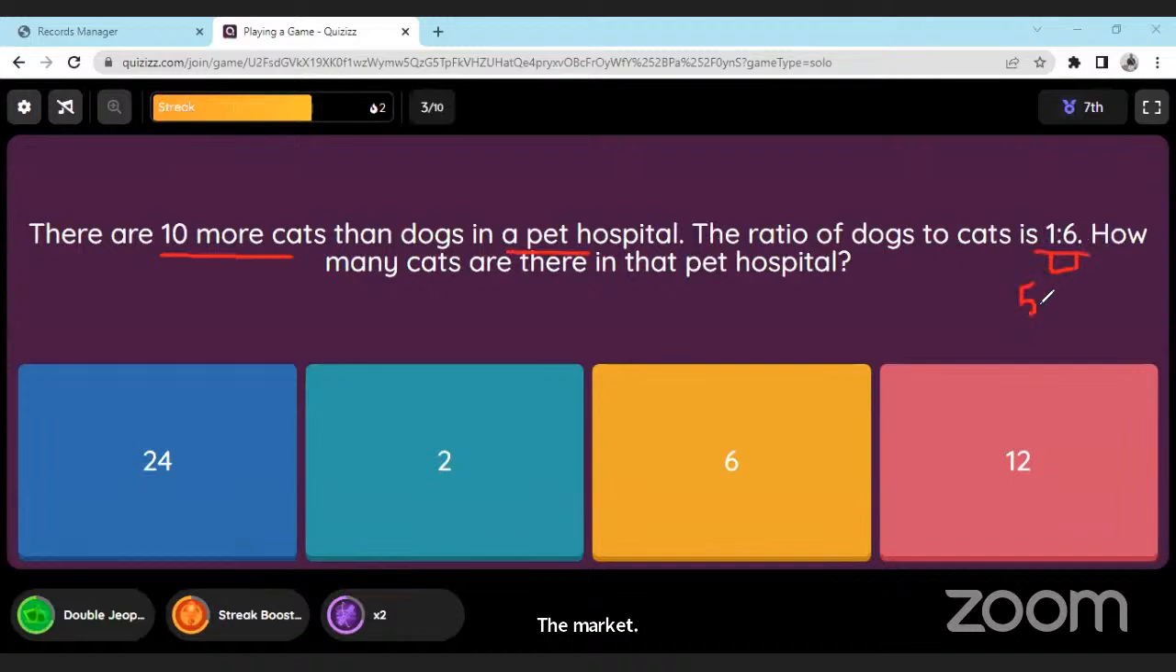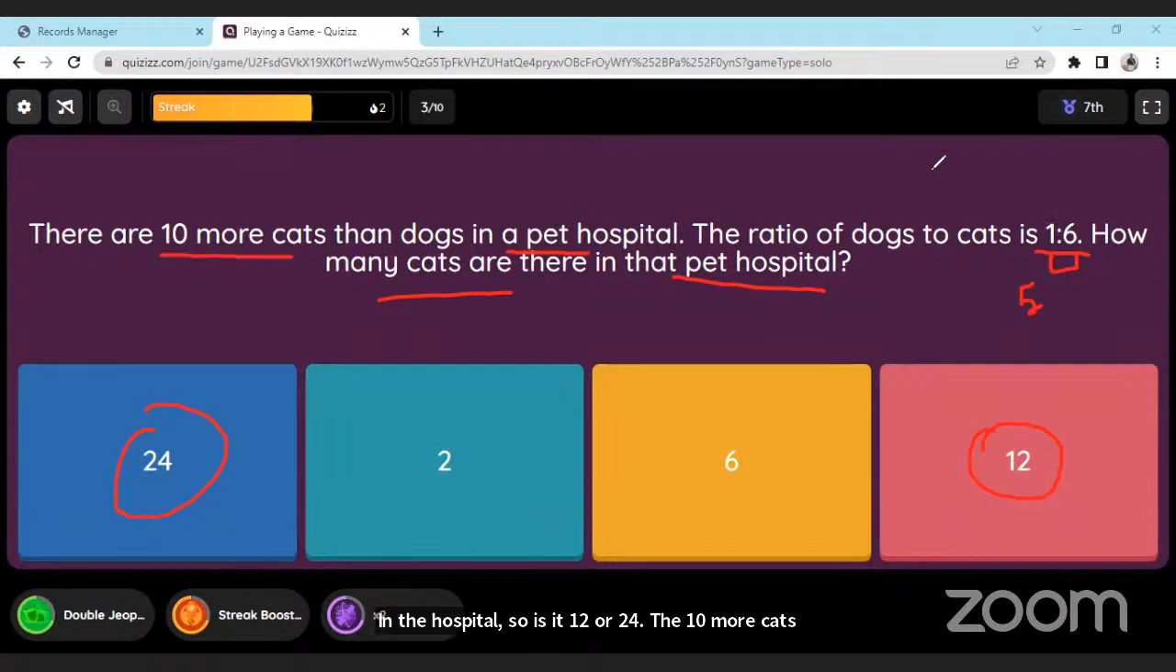The difference is 5. It is 2. So how many cats are there in the hospital? Is it 12 or 24? There are 10 more cats than dogs in the pet hospital. So 10 more means cats minus dogs equals 10. C minus D equals 10. In the pet hospital, the ratio of dogs to cats is 1 to 6, so 6 minus 1 is 5. So 1 part equals 2.